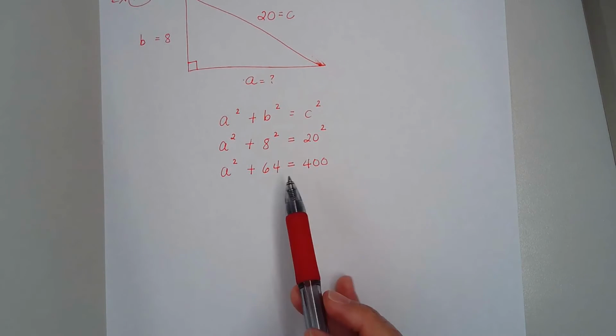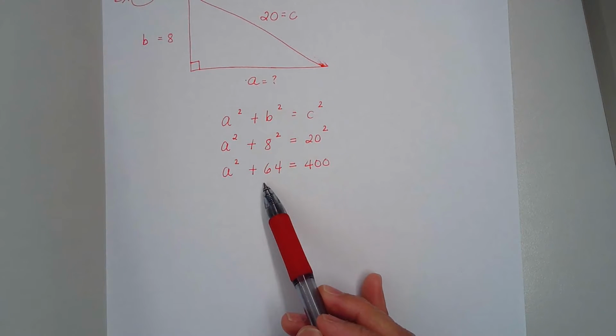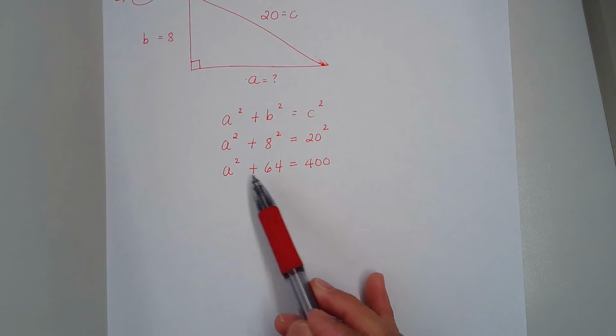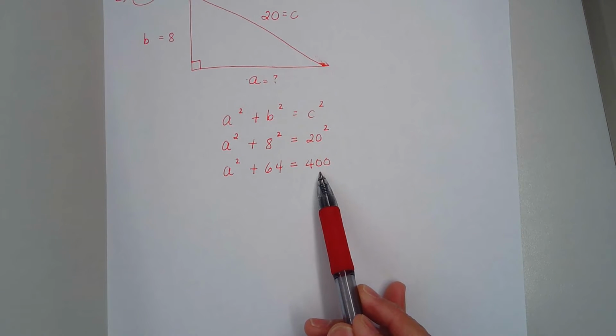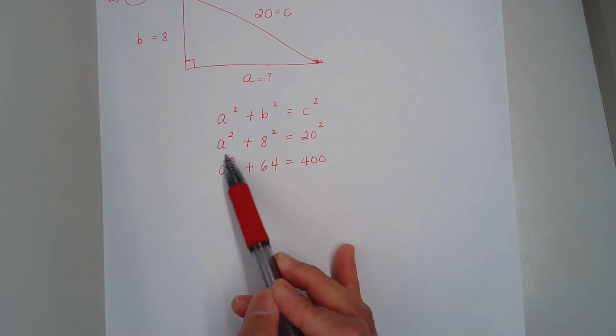Okay, so now what are we gonna do? We're gonna try to solve for A. Something plus 64 will give you 400. So something plus 64 will give us 400. So how do we figure this out?